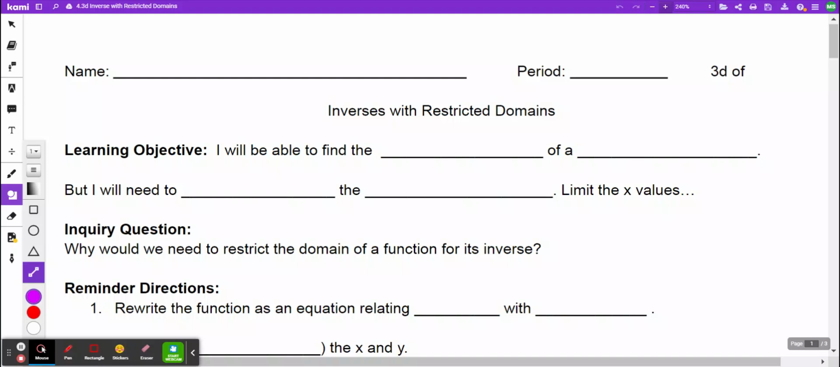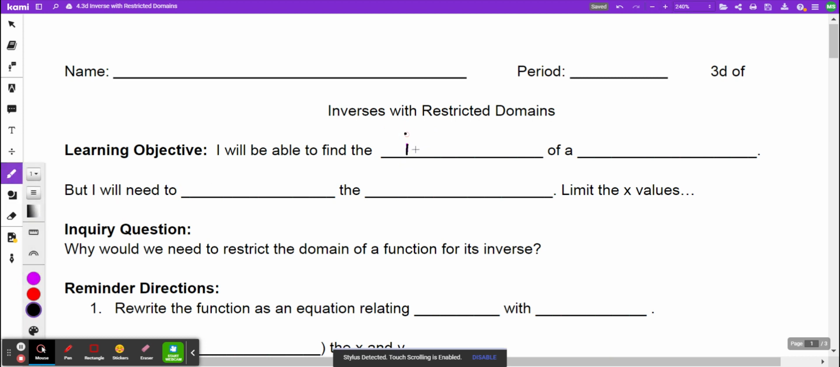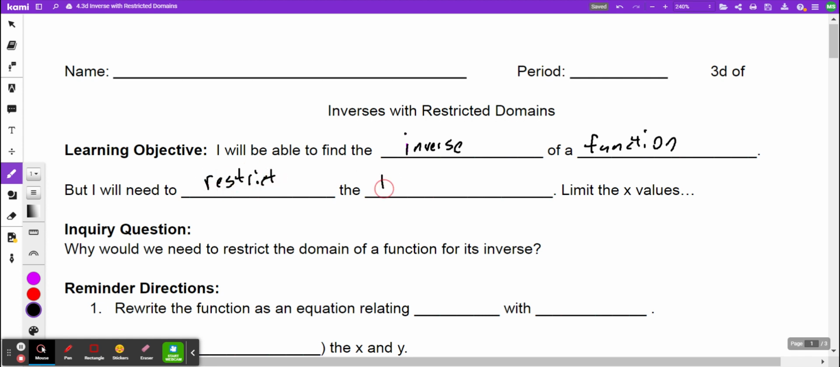Welcome, everybody, as we keep diving into inverses of functions, but with restricted domains today. So, our learning objective will be able to find the inverse of a function, but I will need to restrict the domain. What does that mean?